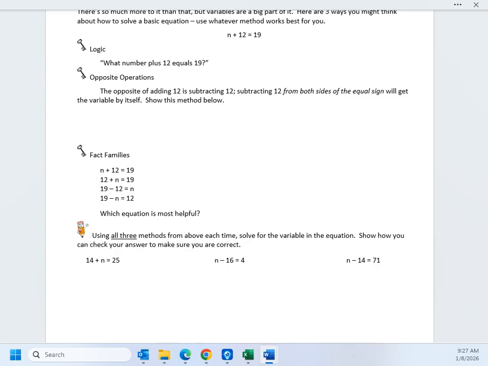And that's the question you're asking yourself without realizing it. You see n plus 12 equals 19, and your brain just automatically thinks, well, 7 plus 12 equals 19. Right? So we're asking ourselves the question without even realizing we asked it. So the logic way is asking that question and then just writing down the answer, because we can do mental math. The second way is called opposite operations.